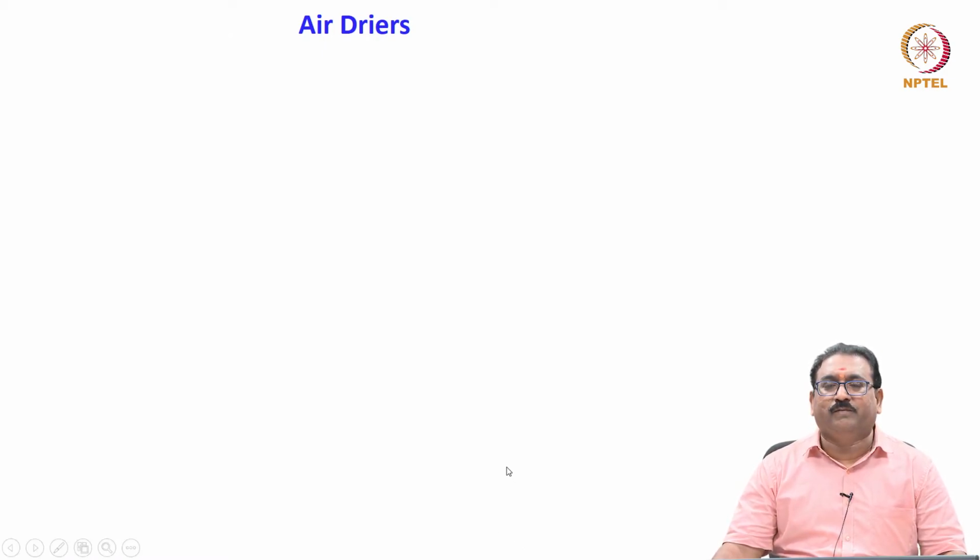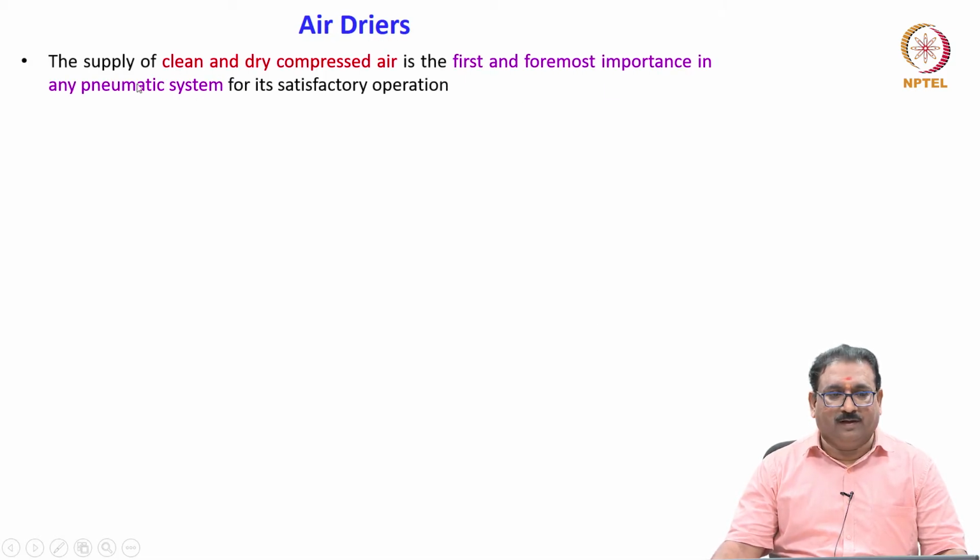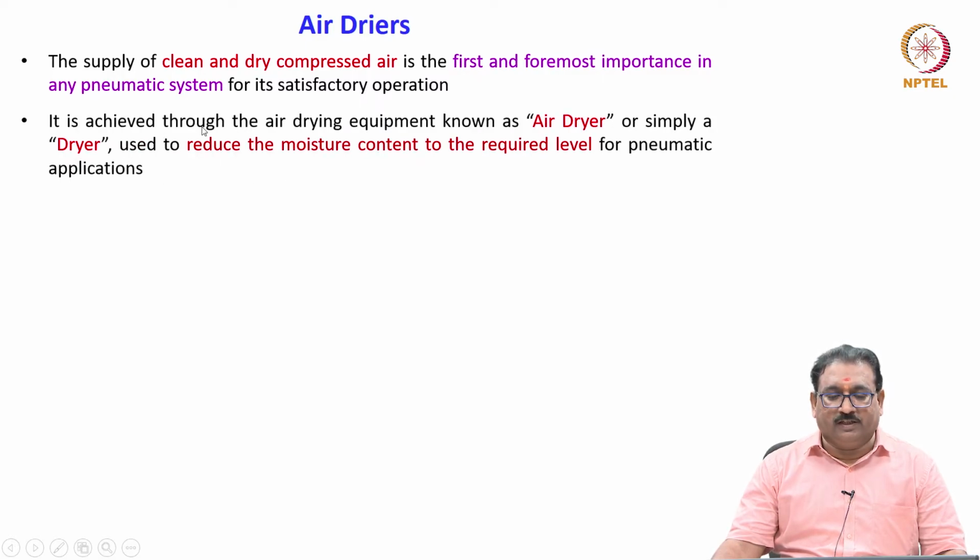The whole objective is to reduce the water content in the compressed air. For that, we are using air dryers. The supply of clean and dry compressed air is first and foremost important in any pneumatic system for its satisfactory operation. So, it is achieved through the air drying equipment known as an air dryer, or simply a dryer, used to reduce the moisture content to the required level for the pneumatic applications.